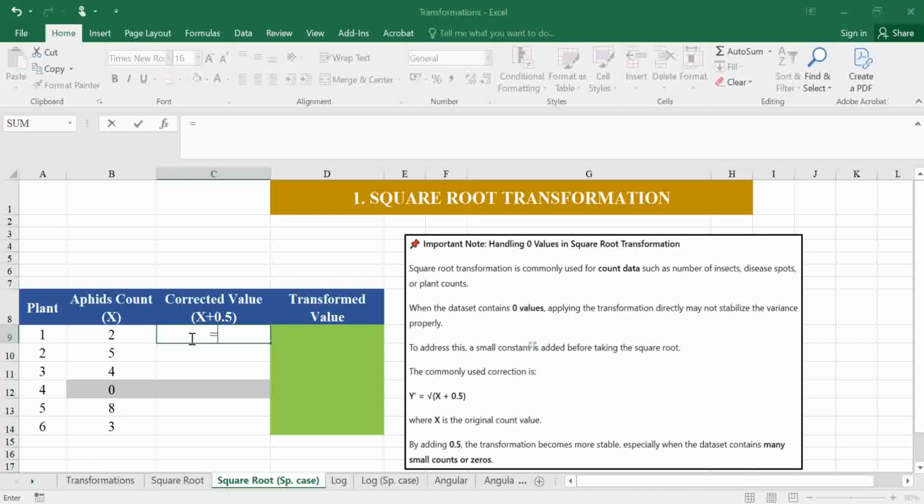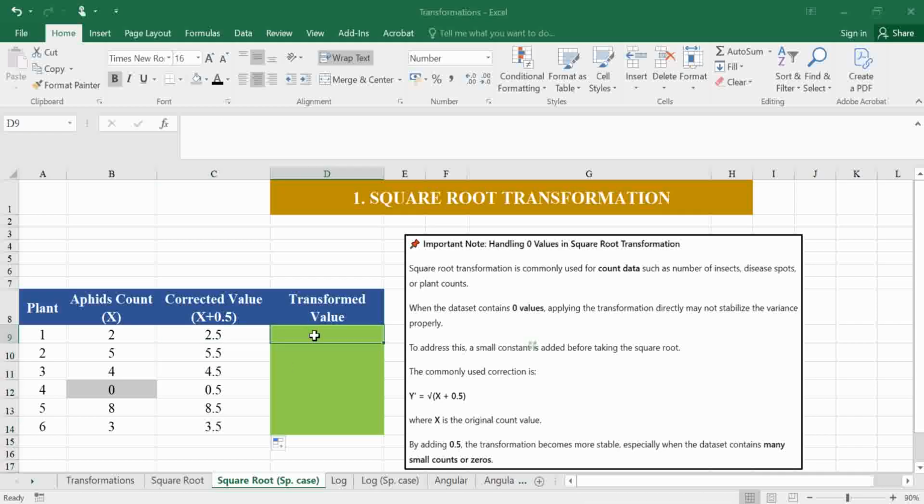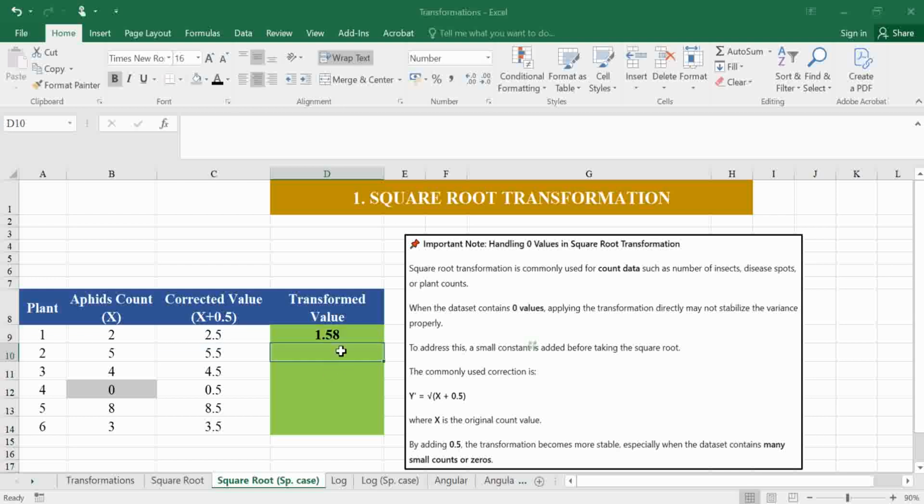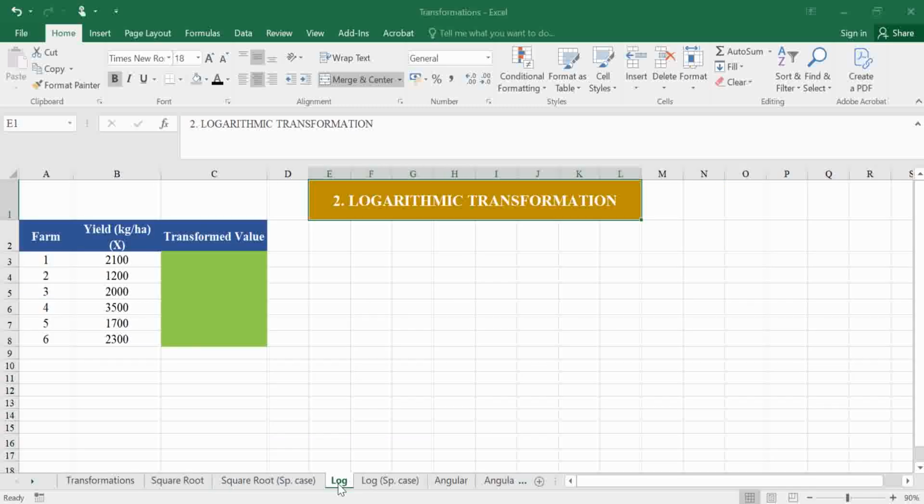So that is equal to our original value plus 0.5, that gives us the corrected values, and so the transformation will be equal to SQRT corrected value, and this gives us the transformed values. So these are the transformed values to be used for further analysis. Let's proceed with the second transformation, that is logarithmic transformation.